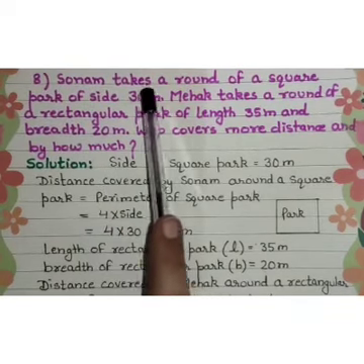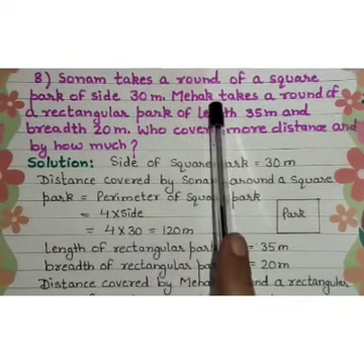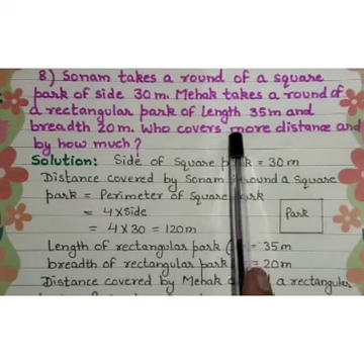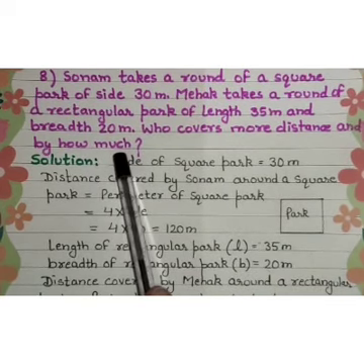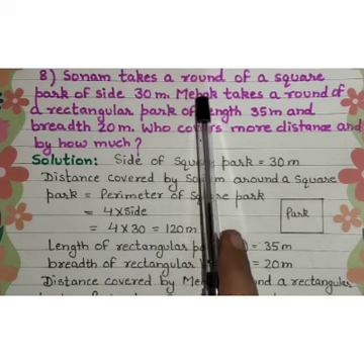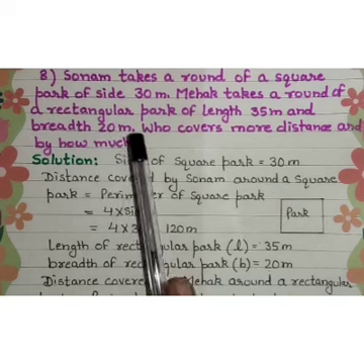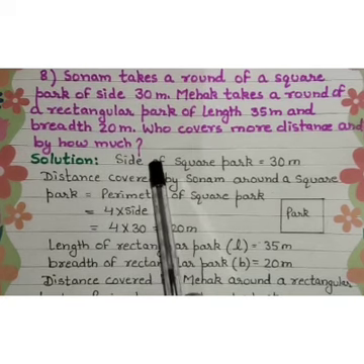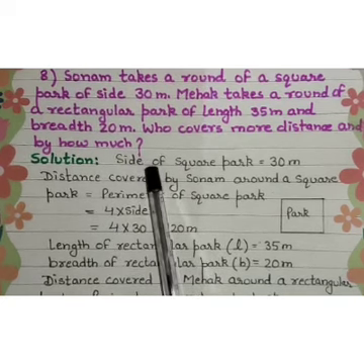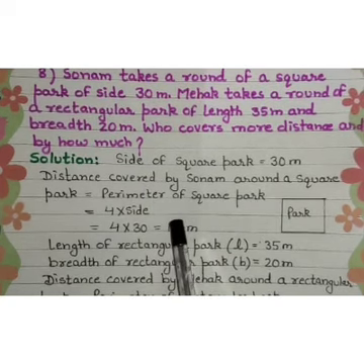Question number 8. Sonam takes a round of a square park of side 30 meter. Mehak takes a round of a rectangular park of length 35 meter and breadth 20 meter. Who covers more distance and by how much? In this sum, we have to find out how much distance Sonam and Mehak covered in one round around a park, and tell who covered more distance and by how much.